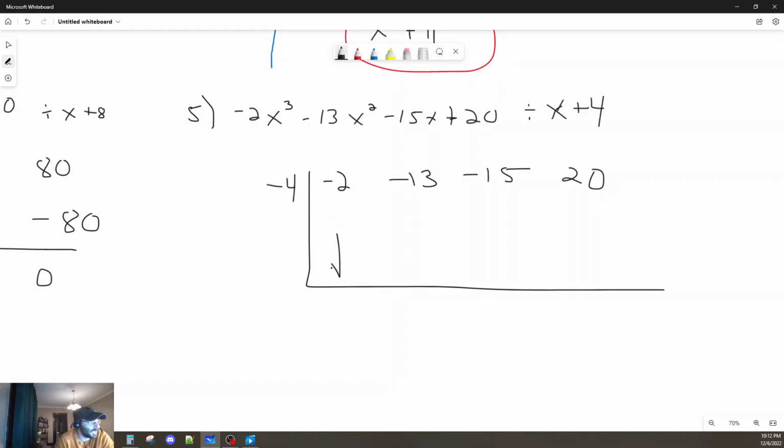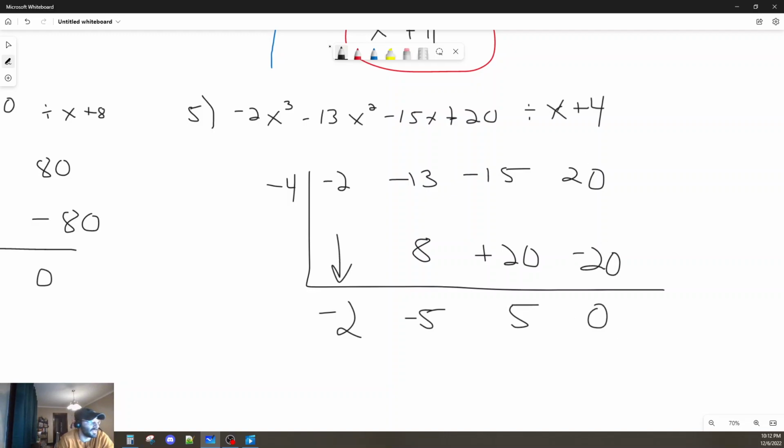Then he always drops this down, so it's going to be negative 2. Negative 4 times negative 2 is positive 8. Negative 13 plus positive 8 is negative 5. Negative 4 times negative 5 is positive 20. Negative 15 plus 20 is positive 5. It's just 5. Negative 4 times positive 5 is negative 20. Add these together, you get 0.